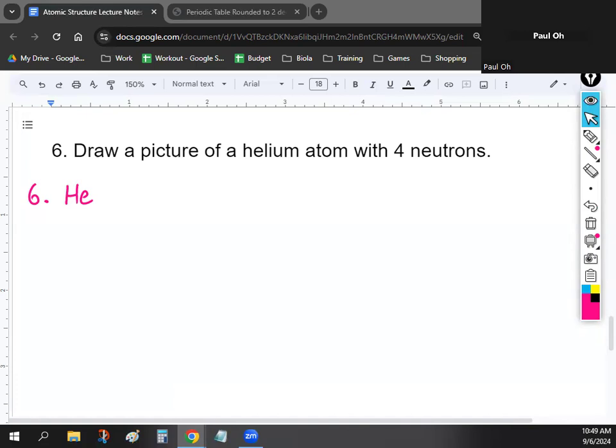All right, so the first thing we want to do for this type of problem is figure out how many protons, neutrons, and electrons this atom is going to have. Let's start with the neutrons because they already give it to you. It tells us that there are 4 neutrons. So underneath He, let's write that it has 4 neutrons.